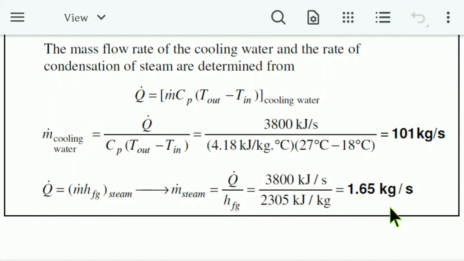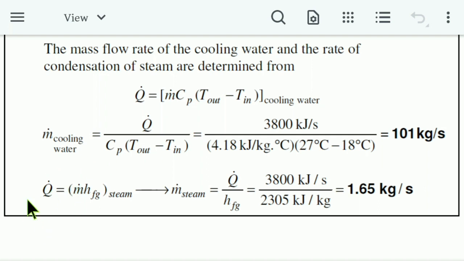The mass flow rate of the cooling water and the rate of condensation of steam are determined from this equation: Q dot is equal to m dot Cp (T_out minus T_in) for the cooling water. So m dot of cooling water is Q dot divided by Cp (T_out minus T_in). Q dot is 3800 kJ/s, Cp is 4.18 kJ/kg·°C, and T_out minus T_in is 27 degrees Celsius minus 18 degrees Celsius. So the value of m dot for the cooling water is 101 kg per second.